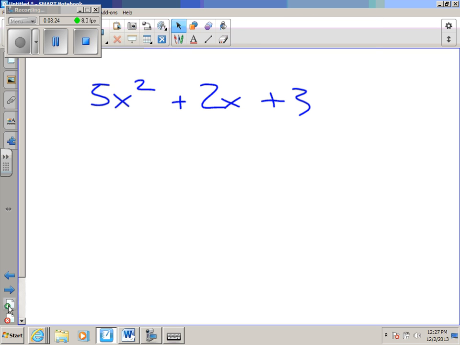Now remember, the degree of the monomial is the sum of the exponents of its variables. So for this first one, 5x squared, what is my variable? X, and then x is to what exponent? 2. Are there any other variables there that I'm going to add those exponents together with? No, so that one's a 2. How about here? What's the exponent with this 2x? Right, because how many x's are there? They don't put the 1 because they've already got one there. And what's the degree here of the 3? 0. So what is the degree of that particular polynomial?